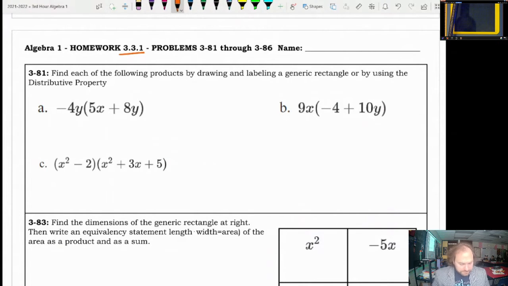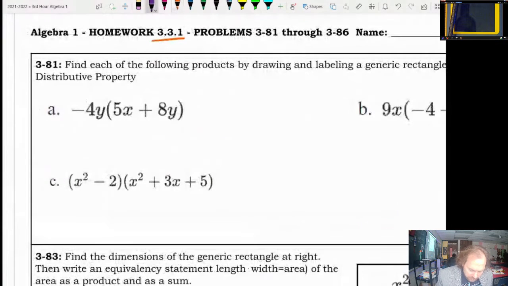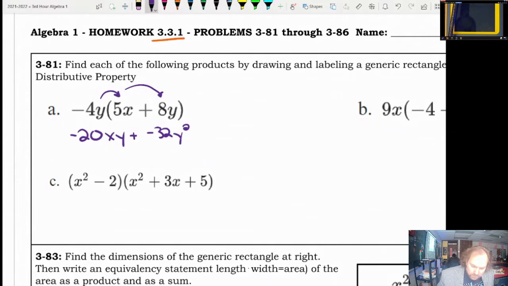Let's go for it. These first problems are just distributive property problems like the ones we did in class today, so we're just going to carefully multiply. That's going to be negative 20xy when you're all done, and this is going to be negative 32y squared. Pay attention to the number of variables you have and the positives and negatives and the numbers there.